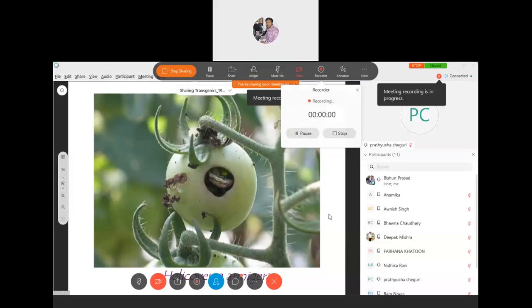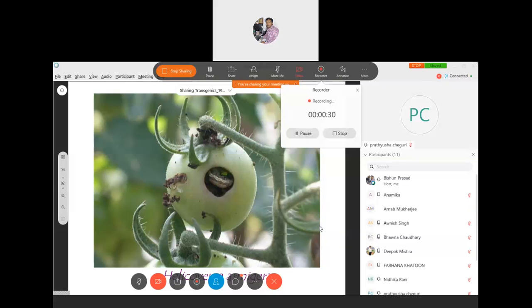Last class we have seen how we can make the transgenics. We have seen the direct and indirect method of transformation. In direct method of transformation, ballistic gun or gene gun was widely used, whereas in case of indirect method of transformation, we have seen how we can use Agrobacterium tumefaciens and Agrobacterium rhizogenes to do the transformation.